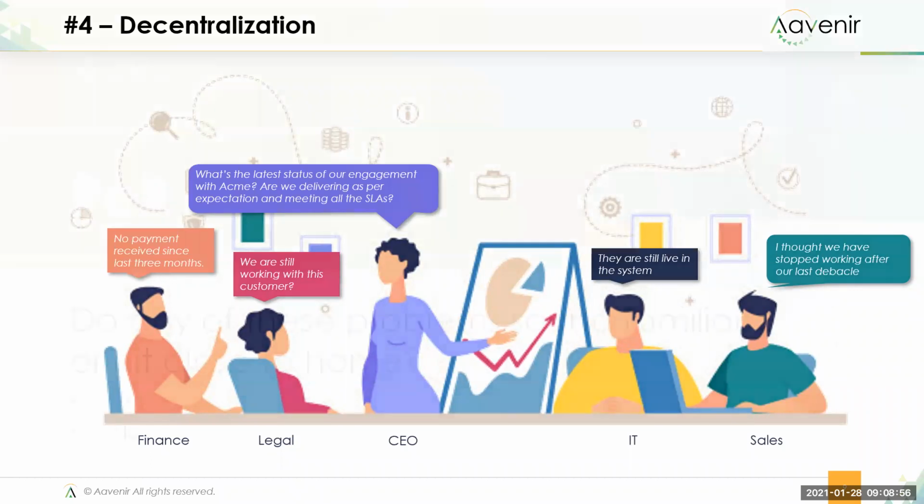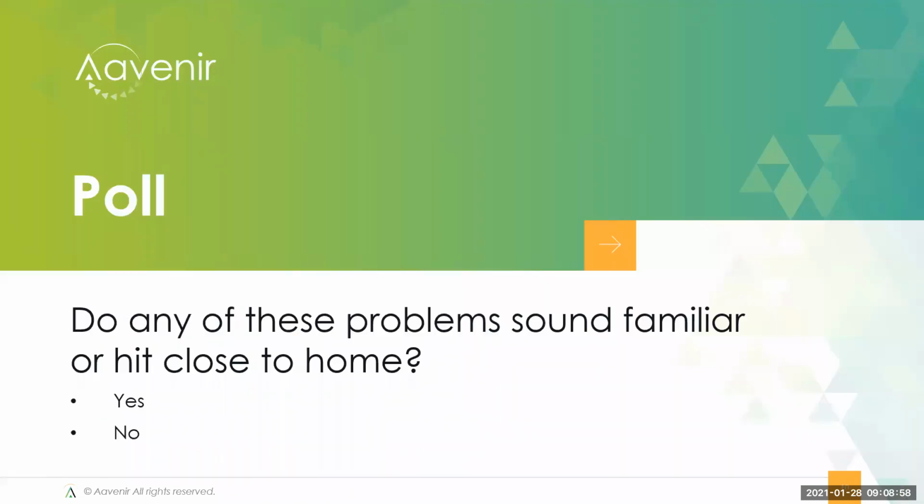So why don't we take a quick pause and just do a simple pulse check on the material that we've covered so far. This is a poll for the group. Do any of these problems sound familiar? Does any of this hit close to home? Or are you doing really well with your contract management processes? So let's give everybody a couple of minutes, or maybe a couple of seconds, I should say, to respond to the poll. We'll give you the feedback as soon as we get it.